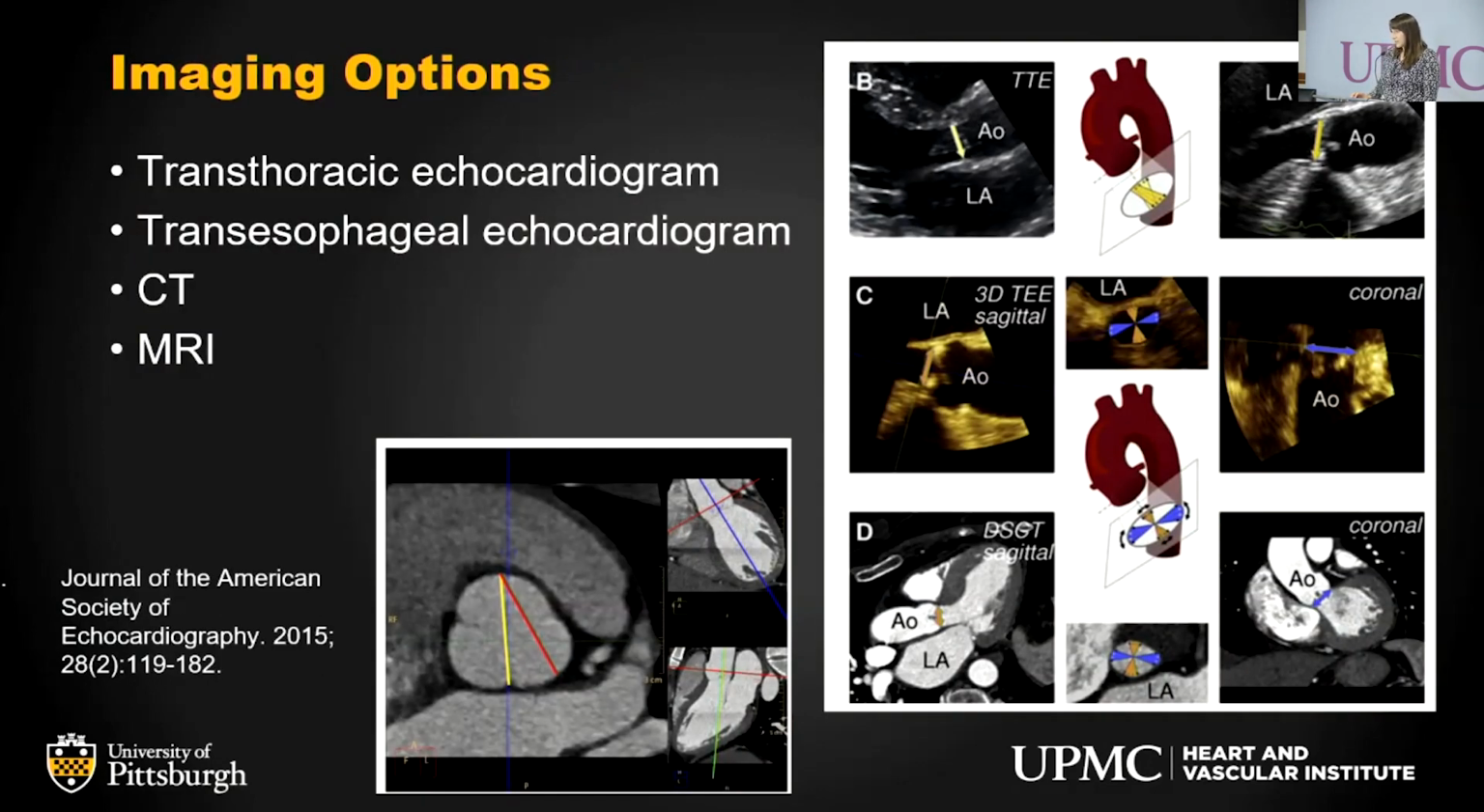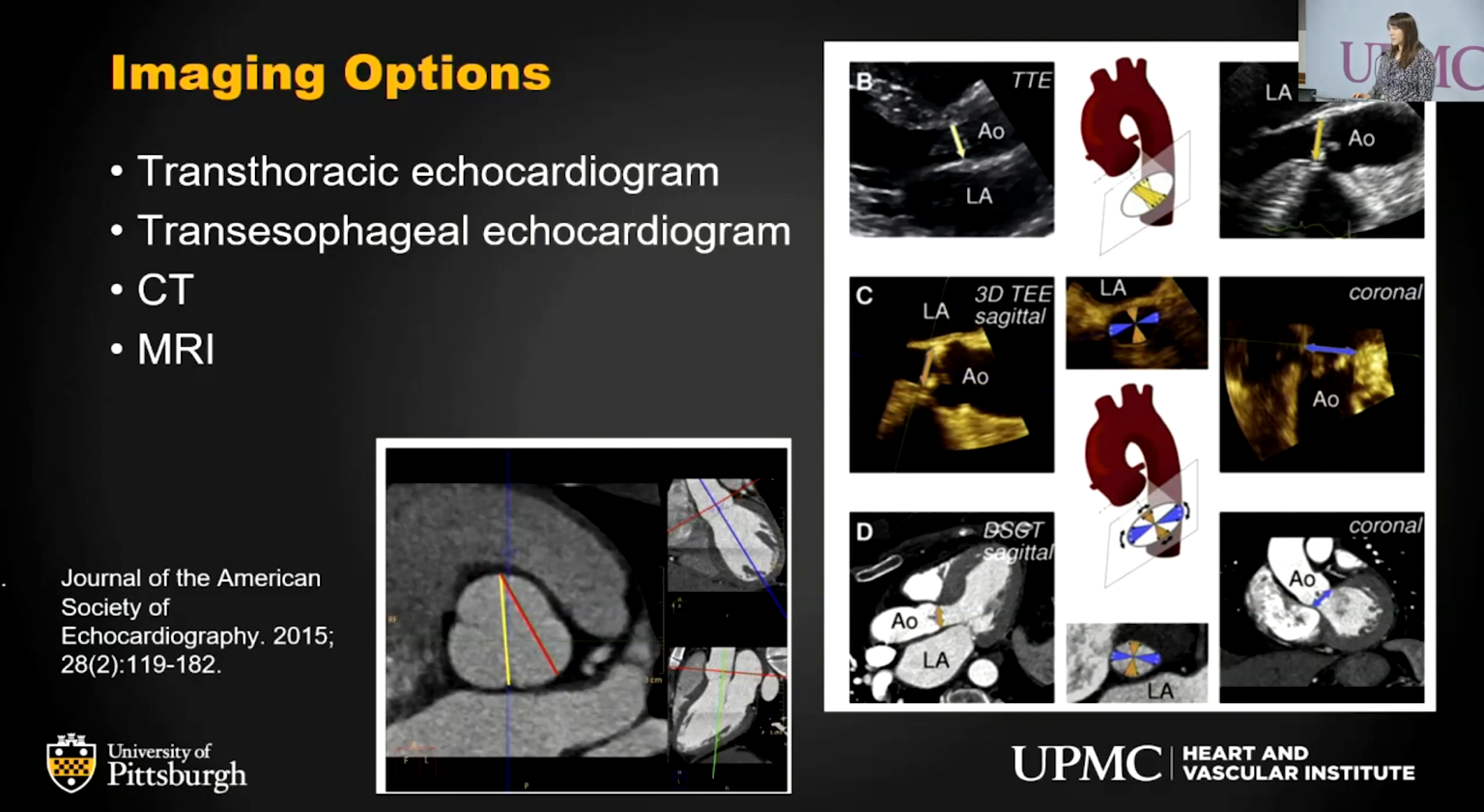So imaging options, there are quite a few. We first often think about echocardiogram as a screening tool. It's widely available, it's portable, it's easy to get done, but in some of our patients it doesn't give us good windows. Usually you can only see the root, and if you're lucky, the ascending aorta. And so it has limitations in accurately assessing their full aortic pathology.